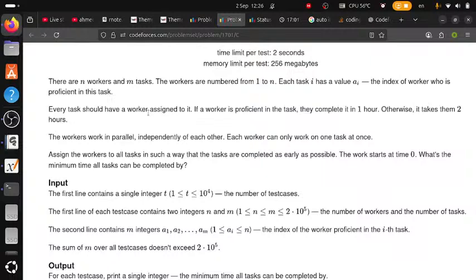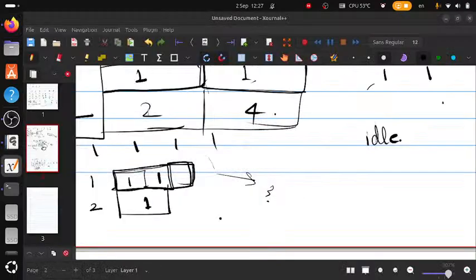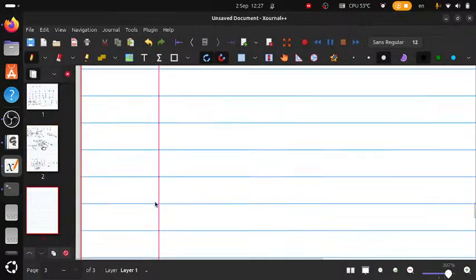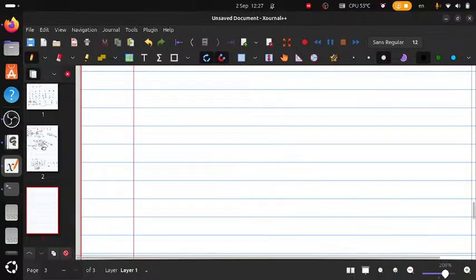So we can think about it in this manner. We can think that we can find the people that are idle and just hand them tasks, right? Let's say that we have these many tasks to do, right? We have 1, 2, 3, 4, something like that.